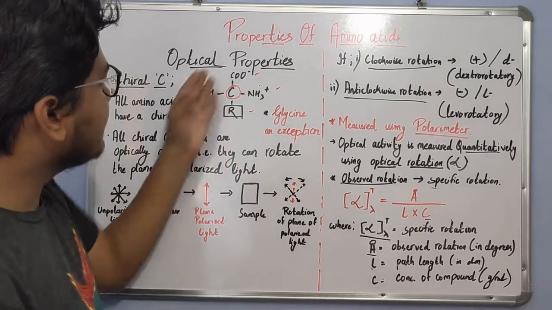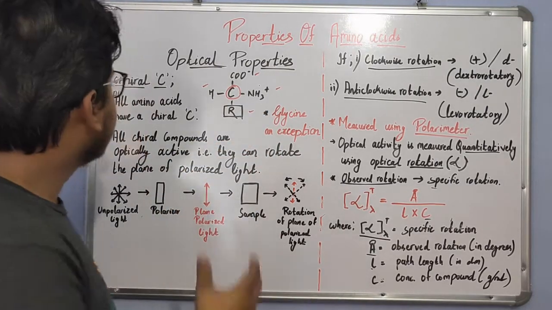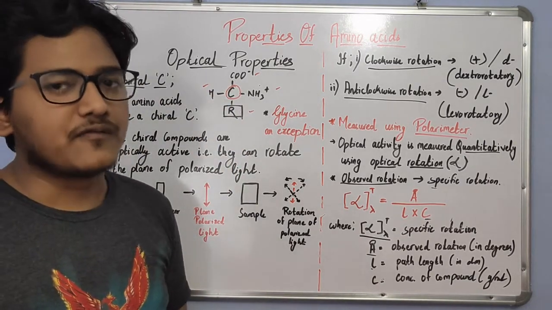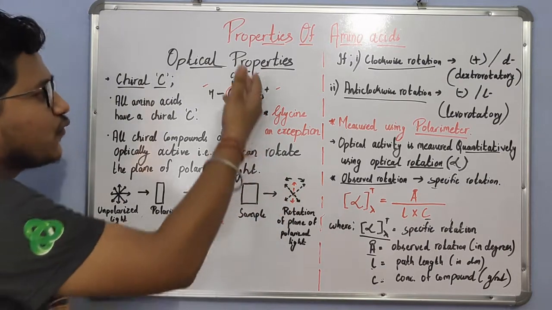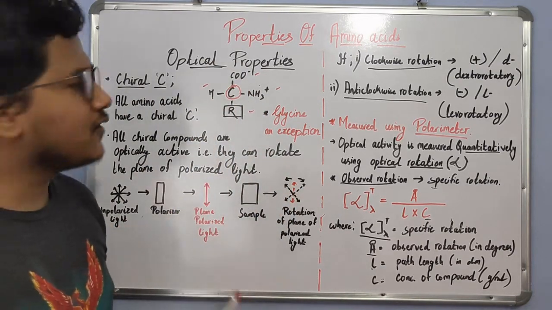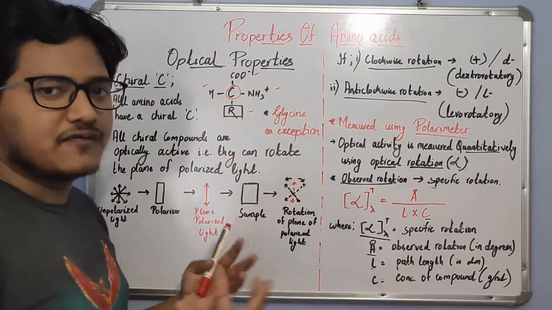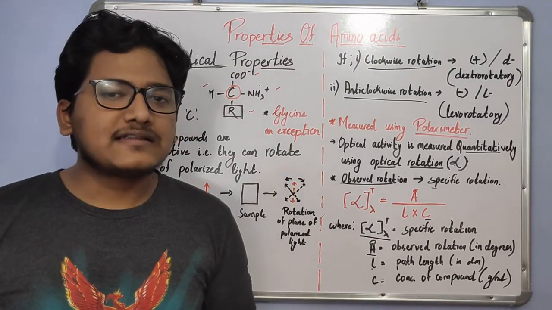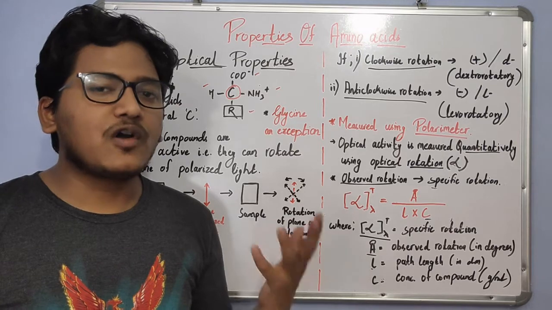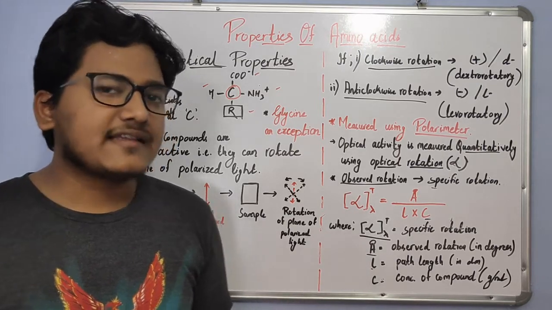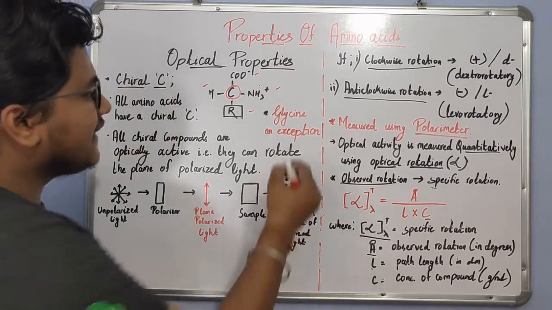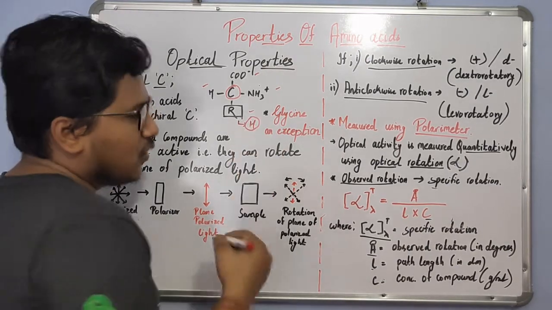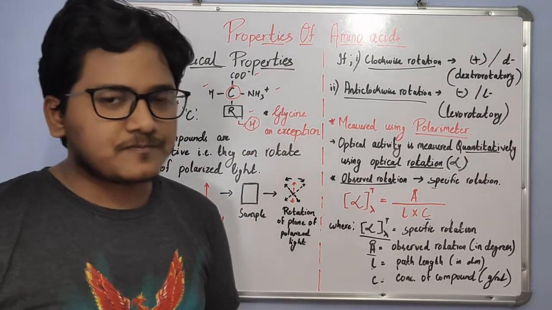Since all these four groups are different, the central carbon is a chiral carbon that is surrounded by four different groups. In general, these four groups can be four different functional groups. In this case, there are two or three different groups and a hydrogen atom. So all the amino acids are optically active, or we can say chiral in nature, except for glycine, because in case of glycine, the R group is simply another H atom, which makes it achiral in nature.